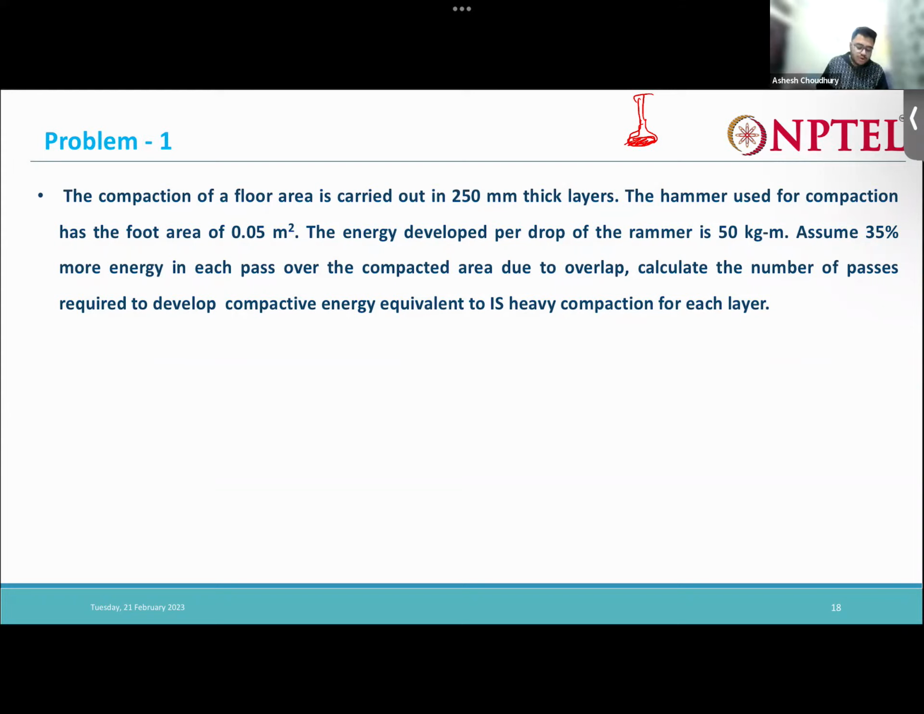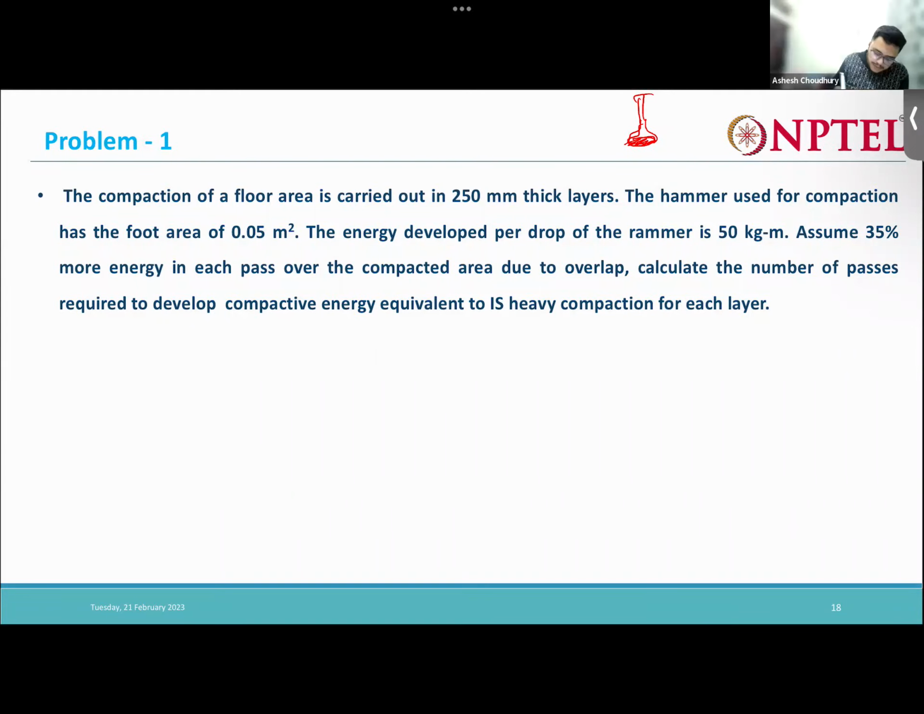Assume 35% more energy in each pass over the compacted area due to overlap. It means that in one place we may be compacting 2 times or 3 times. It might happen during the compaction process. So due to the overlap, 35% more energy is applied in each pass. You need to calculate the number of passes required to develop compactive energy equivalent to IS heavy compaction for each layer. So let us calculate the number of passes required for each layer.